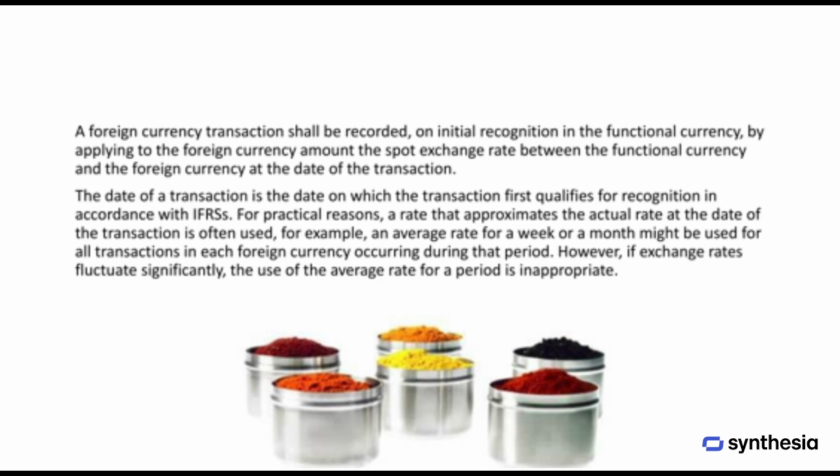When a foreign currency transaction is initially recognized, it should be recorded in the entity's functional currency by applying the spot exchange rate between the functional currency and the foreign currency on the date of the transaction. The transaction date is when the transaction first meets the criteria for recognition under IFRS. For convenience, entities often use an exchange rate that approximates the actual rate on that date, such as an average rate for a week or a month, applied to all transactions in that foreign currency during the period. However, if exchange rates fluctuate significantly, using an average rate over the period is not appropriate.